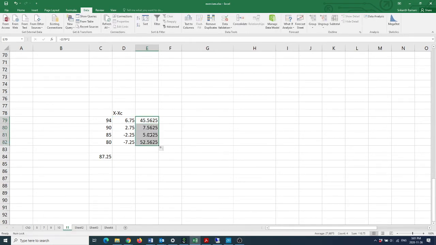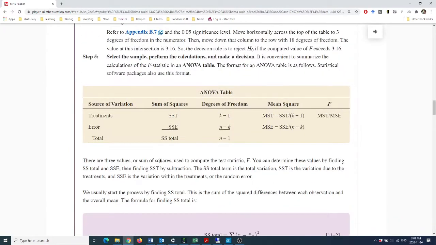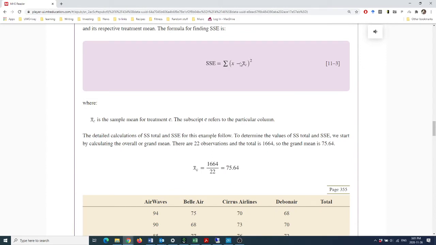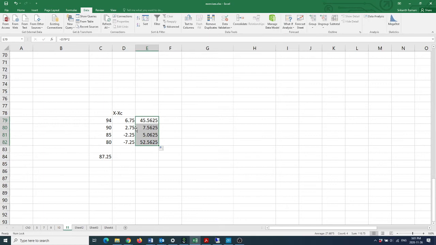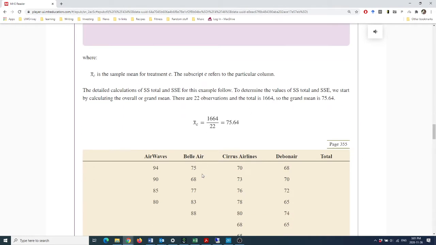And these would be the mean squares for each of them. Once you square them, you could sum them up. So that would be the sum of squares, the summation of squares for each group, right? Once you find out the sum of squares for each of these groups, so these are the sum of squares for the first group, which is Airwaves. And similarly, you could do the sum of squares for the second group, and the third group, and so on.